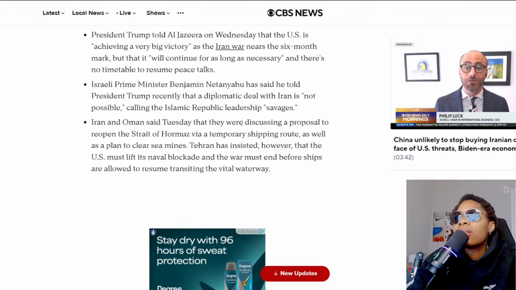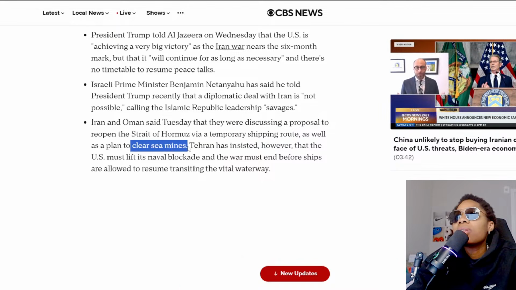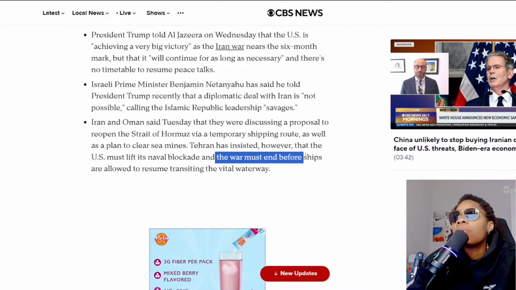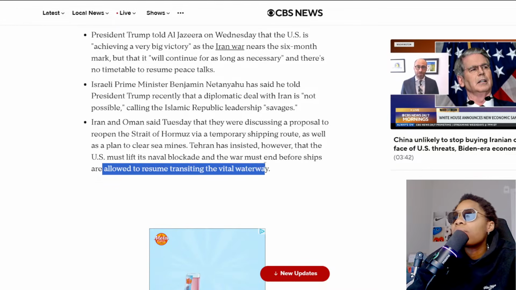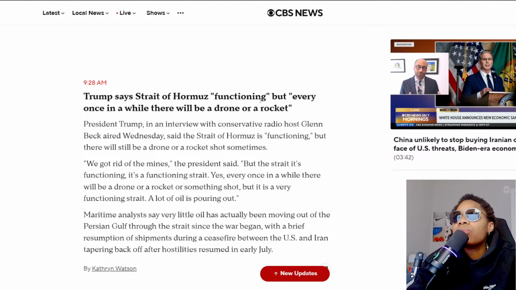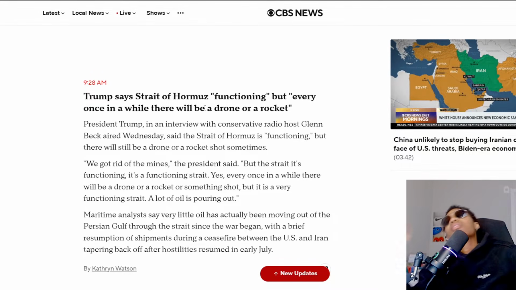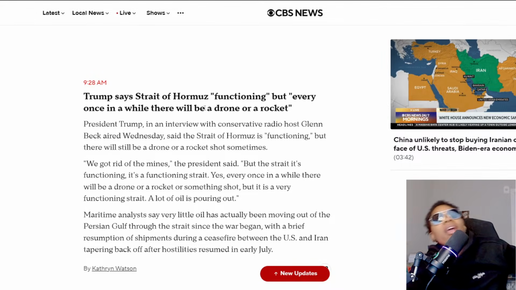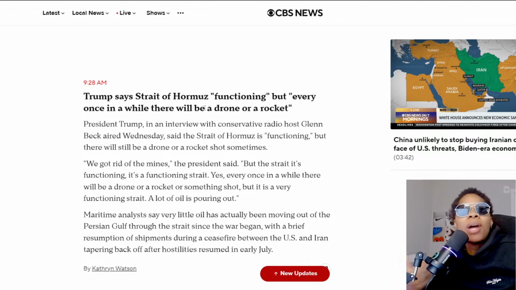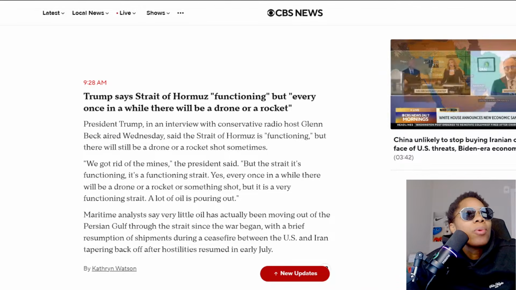Iran and Oman said Tuesday that they were discussing a proposal to reopen the Strait of Hormuz via temporary shipping routes, as well as a plan to clear sea mines. Tehran has insisted, however, that the U.S. must lift its naval blockade and the war must end before ships are allowed to resume transiting the vital waterway. Trump says the Strait of Hormuz is functioning, but every once in a while there will be a drone or rocket. It's not functioning if every once in a while we have to look up to see if we're going to get hit by a rocket. What do you mean it's functioning? If it's functioning, there's no war. What are we talking about?